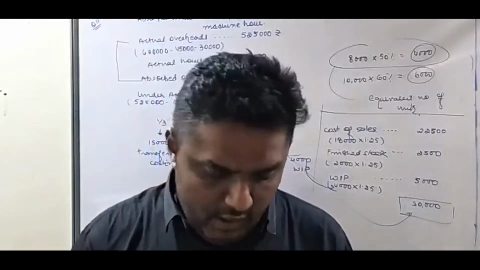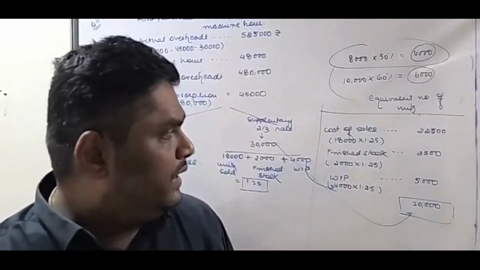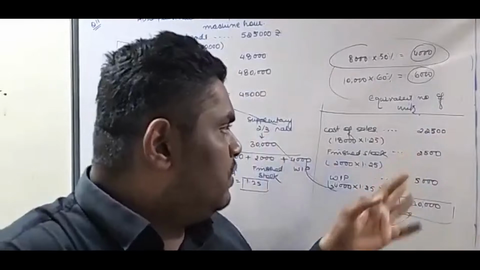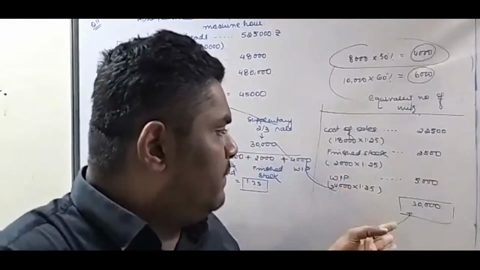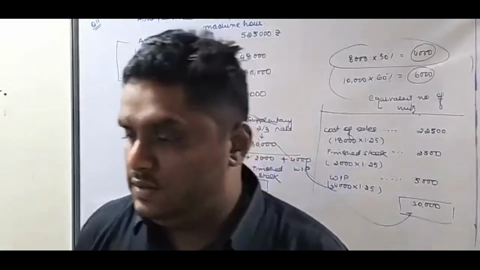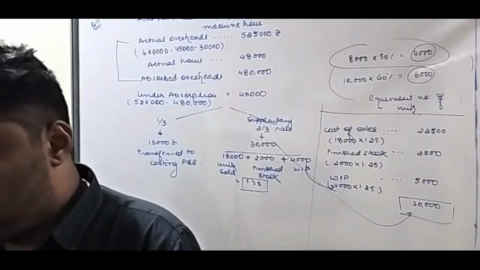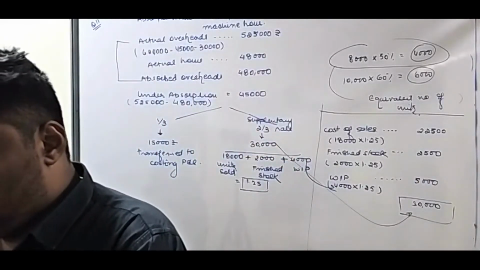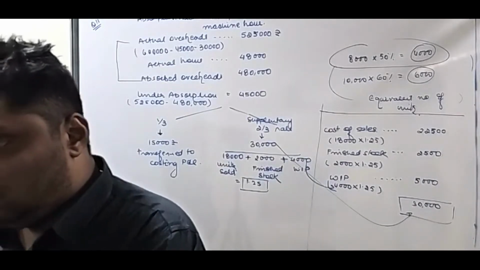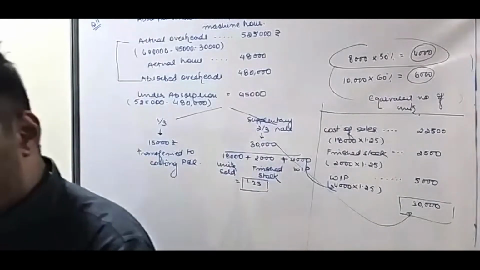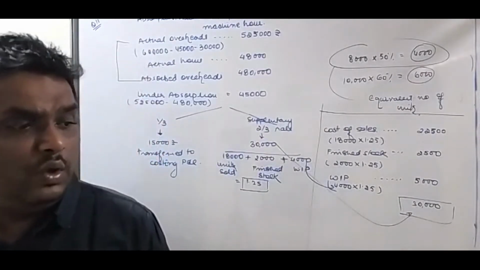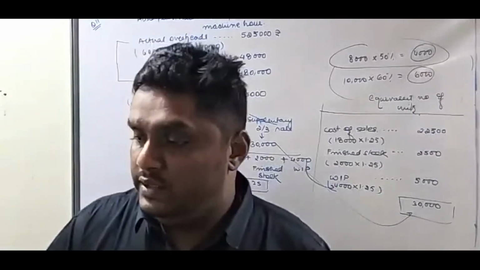So if you guys have any doubts or queries, please post your queries. Cost of sales will be increased by 22,500. Finished stock will be increased by 2,500, and work in progress, 4,000 into 1.25, will be increased by 5,000. I request you guys to please copy this explanation. Further, those who have any doubts or queries can please post your queries.